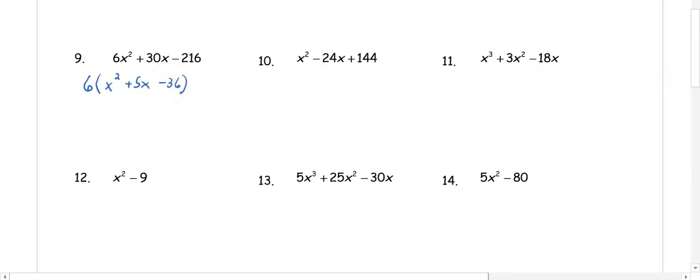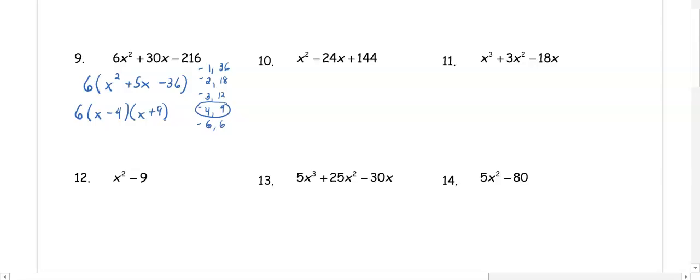Now we're going to factor what's in the parentheses. So numbers that multiply to 36: 1 and 36, 2 and 18, 3 and 12, 4 and 9, 6 and 6. So if we are multiplying to a negative and adding to a positive, that means our smaller number is going to be the negative. So negative 4, 9 is going to be our numbers. So we're going to leave the GCF 6 and then write our two factors, x minus 4 and x plus 9.